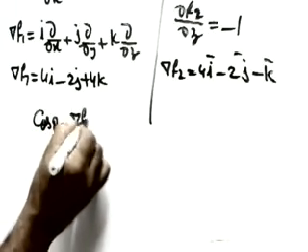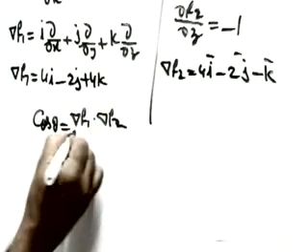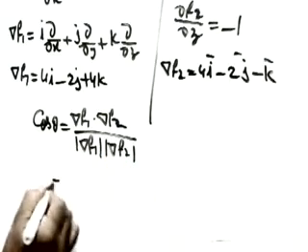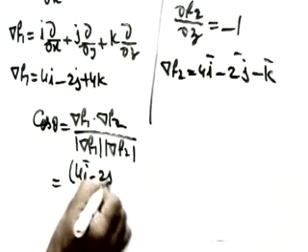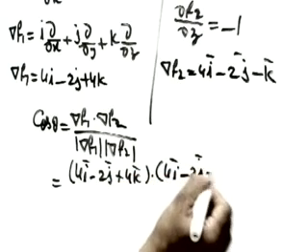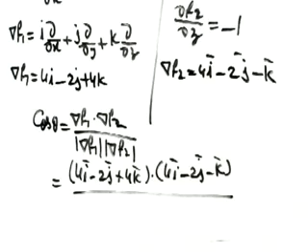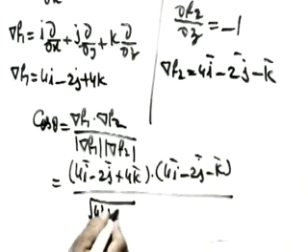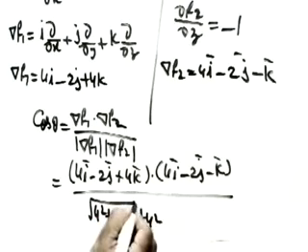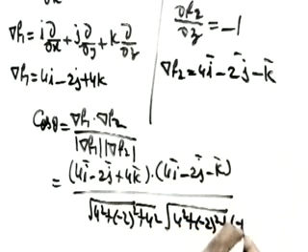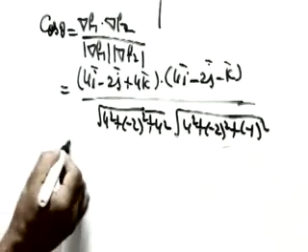Therefore, now the angle we want. So cos theta equals del f1 dot del f2 divided by mod of del f1 into mod of del f2. Now let's substitute the values. 4i minus 2j plus 4k dot 4i minus 2j minus k, divided by mod, which means magnitude. So magnitude means we have to take the squares of this: under root of 4 square plus minus 2 square plus 4 square, into under root of 4 square plus minus 2 square plus minus 1 square. So let us solve this one.